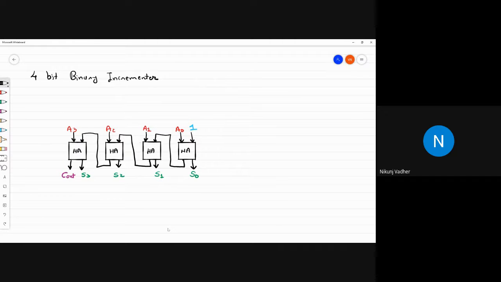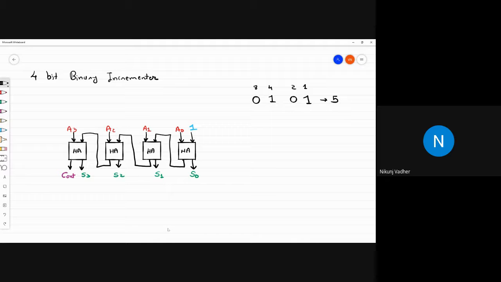Let's take one binary value, for example 0101. If we try to convert it into decimal, with weights 1, 2, 4, 8, so 4 plus 1, this is 5. Now let's try to increment this value.